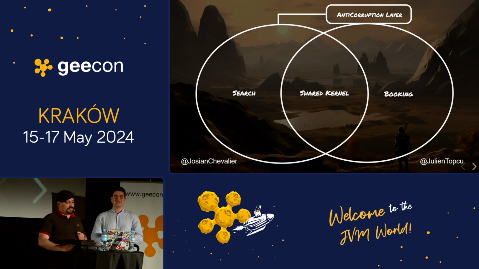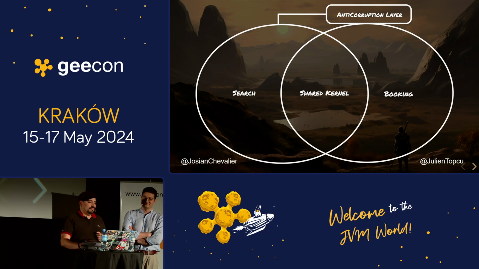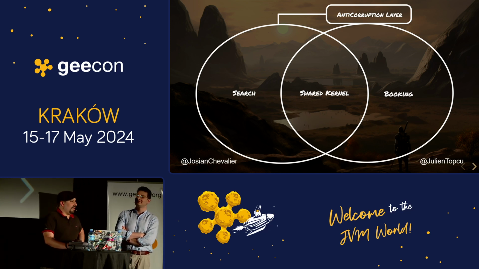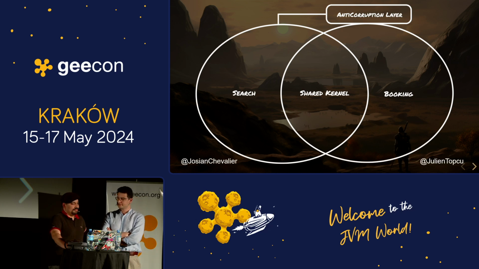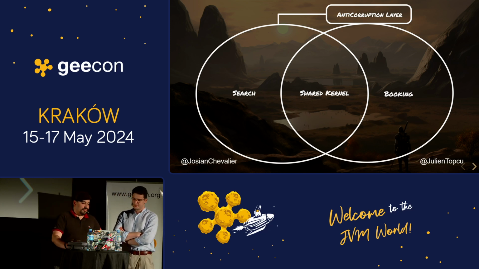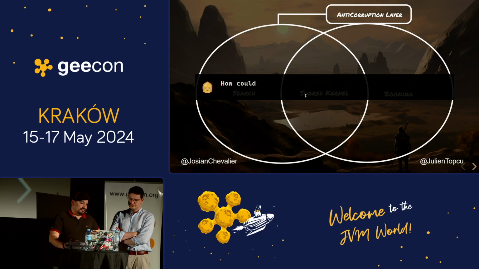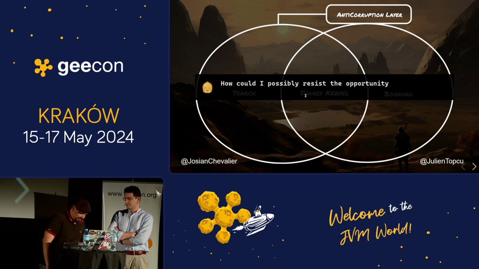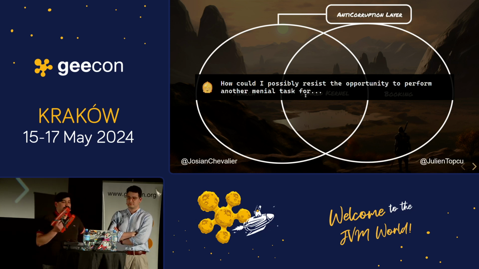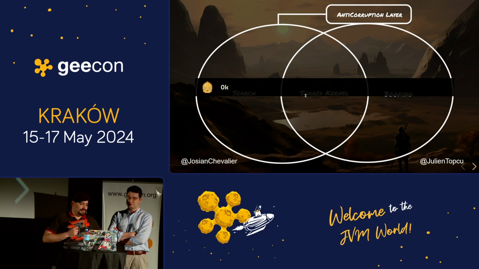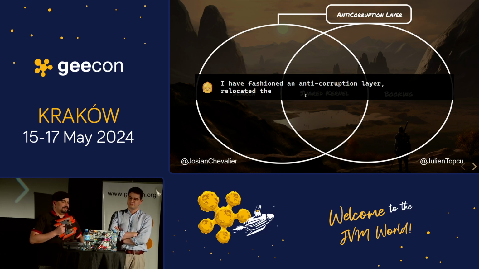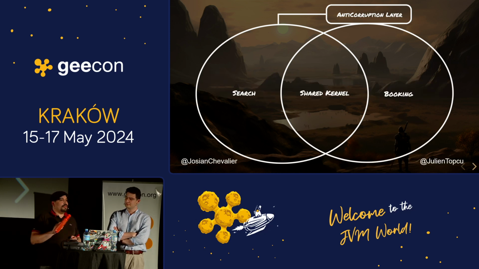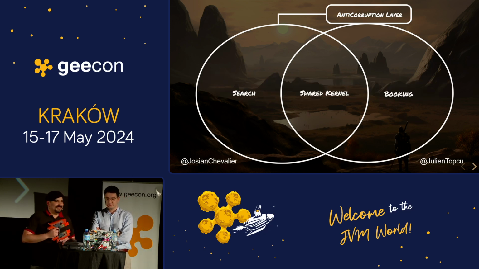Oh no, again. Okay, Chat3PO, extract the ACL. Hey, Chat3PO. I think it doesn't recognize your authority. I think it doesn't recognize my accent. No, let me try. Chat3PO, extract the anti-corruption layer. How could I possibly resist the opportunity to perform another menial task for... Okay, wait. I have fashioned an anti-corruption layer, relocated the tests, and adapted the infrastructure. This is what I call authority. Well, I guess it can understand culture.